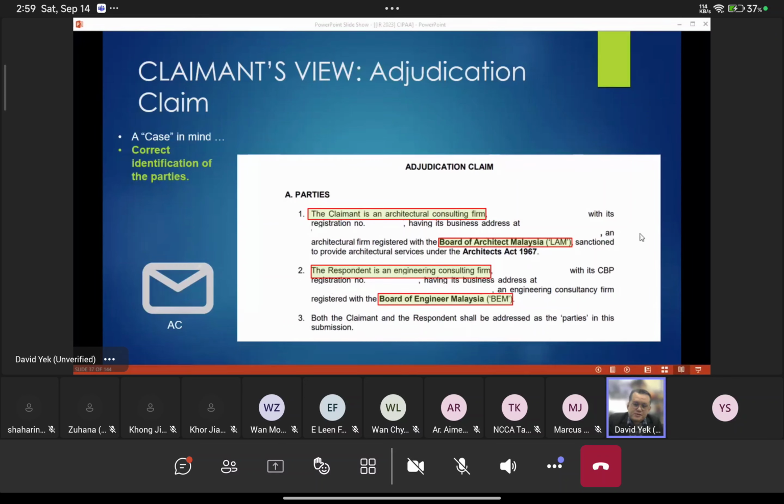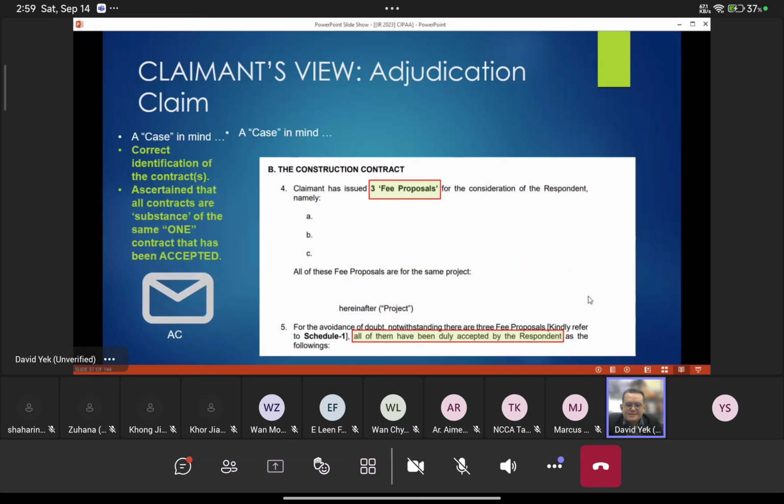Then you also have to identify the respondent. In this case, the respondent is an engineer. They do things like consortiums. This project was brought in by engineers, and then they engaged the architect. Unfortunately, this engineer did not pay the architect. So this is where the problem comes in. Both of them are addressed and considered as parties. Next, now, the case.